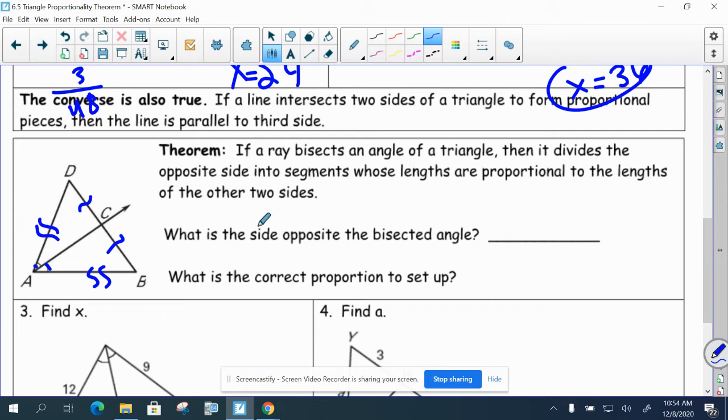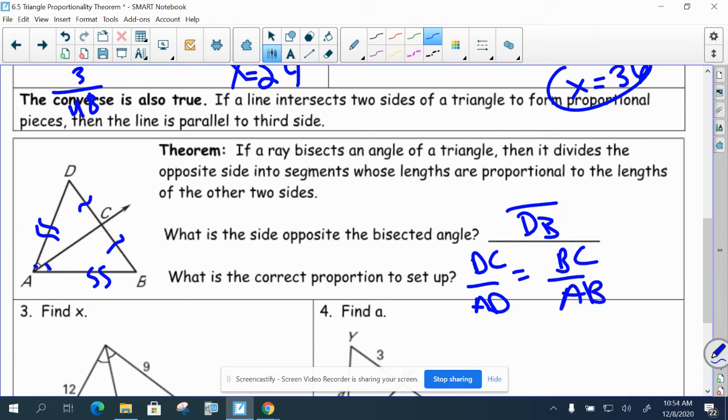So what is the side opposite of the bisected angle? That would be DB. What is the correct proportion to set up? You could say it's DC to AD, and then equals BC to AB.